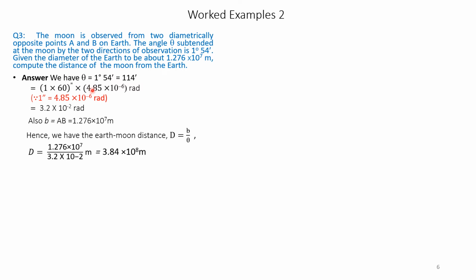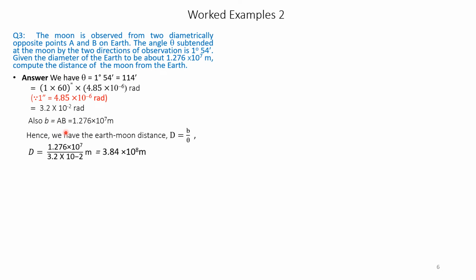Answer. We have theta given as 1 degree 54 minutes. That is equal to 114 minutes. Again, we have to convert it into seconds, 114 into 60, and then into radians, because 1 second is equal to 4.85 times 10 to the power of minus 6 radians. That is equal to 3.2 times 10 to the power of minus 2 radians.